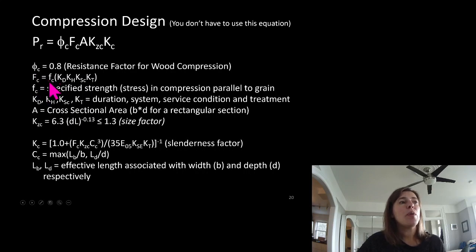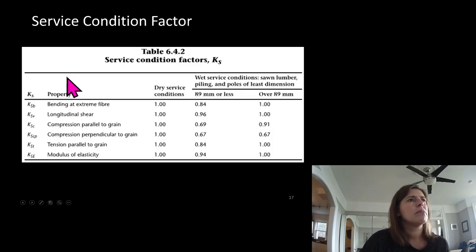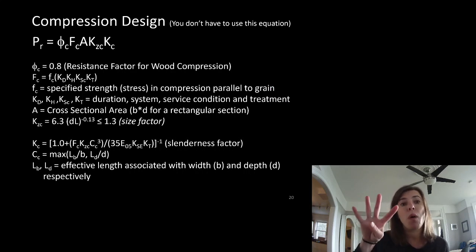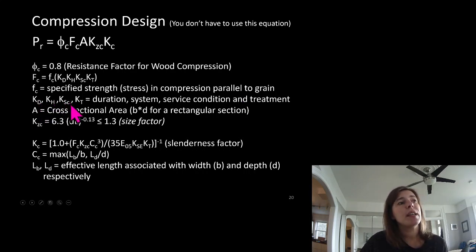Capital FC means that we've pulled off our strength or our stress for our wood capacity, and then we've applied all of our factors. So KD was our duration, KH was our system factor, KS was our service condition, and KT was our treatment factor. So lowercase, without the factors applied, uppercase, with factors applied. That lowercase FC, that's the specified strength or the stress in compression parallel to grain that we would pull off of one of those 4 tables that I showed you first thing. Again, KD, KH, KS. This is the service condition for compression, and KT. So remember, our service condition one had different ones depending on if it was in bending or in compression.